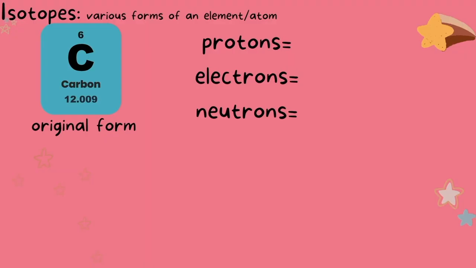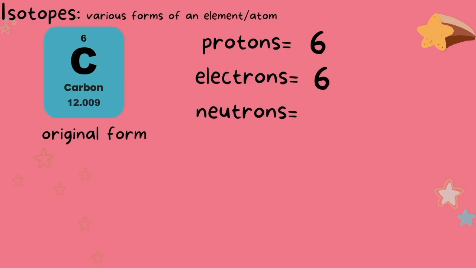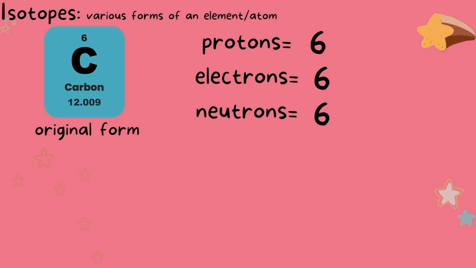Let's take carbon for example. This is carbon right off of the periodic table, so it is in its original form. We know it has 6 protons. It has 6 electrons because we know it's neutral. We know it's neutral because the example is right off the periodic table. Also, there is no indication otherwise. We know it also has 6 neutrons. We calculate this by subtracting the atomic number from the mass number.